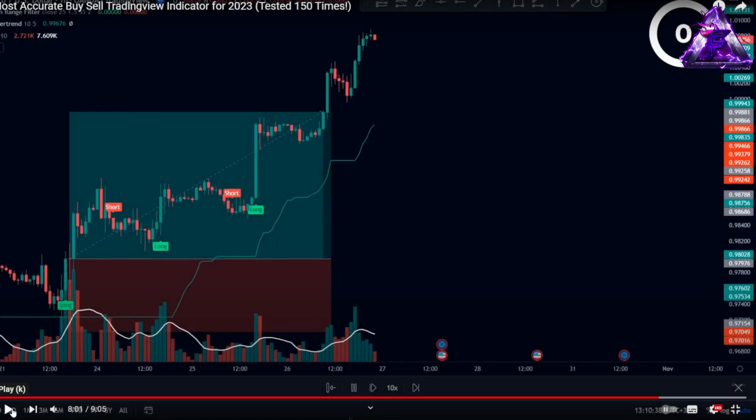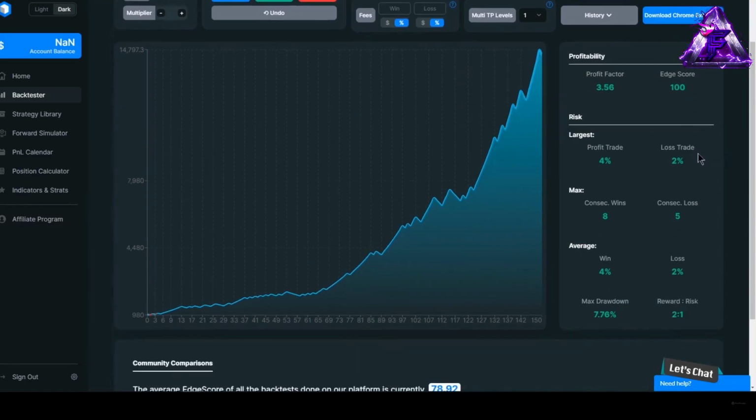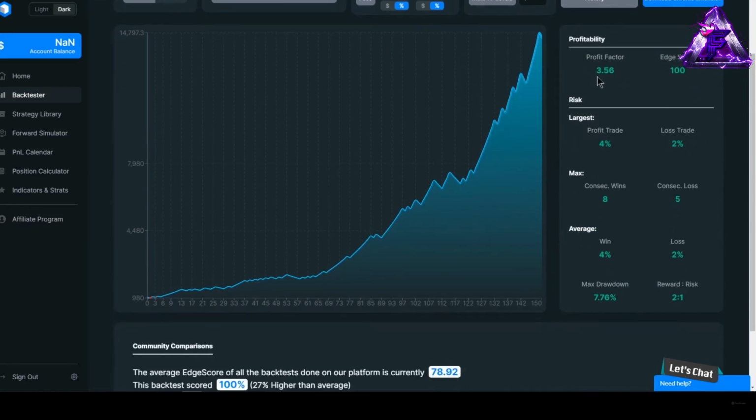So after backtesting this strategy 150 times, we see that the win rate was 64%. This is really good for a risk to reward ratio of 1 to 2. The gain on the account was 1350% over a backtesting period of 9 months. It had a solid profit factor as well of 3.56, and we had 8 consecutive wins against 4 consecutive losses, and our max drawdown was 7.76%.